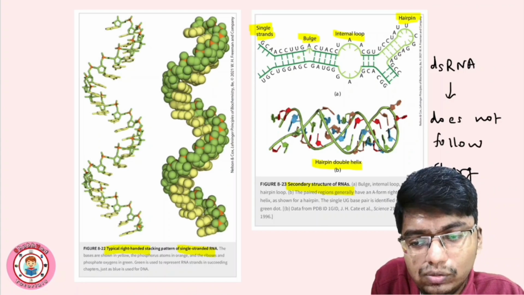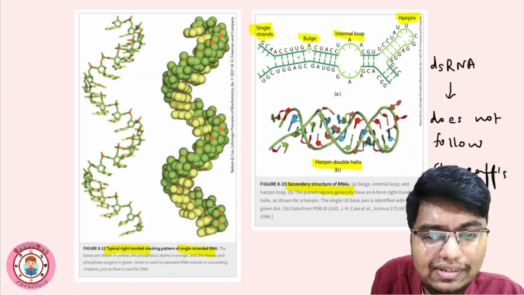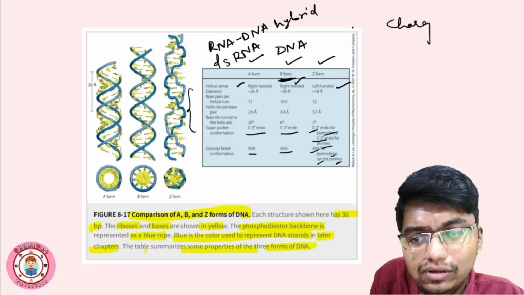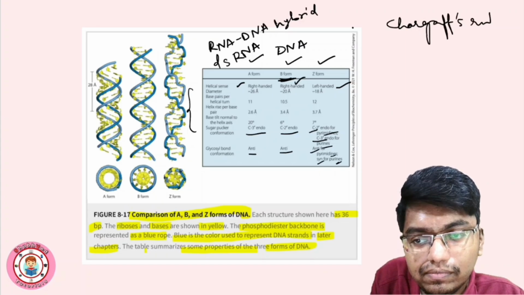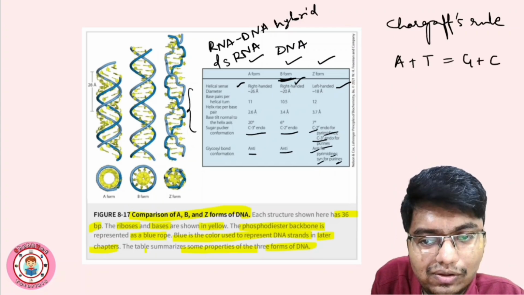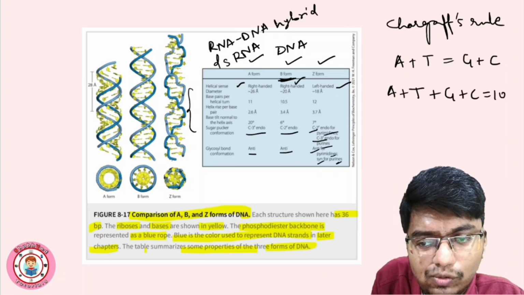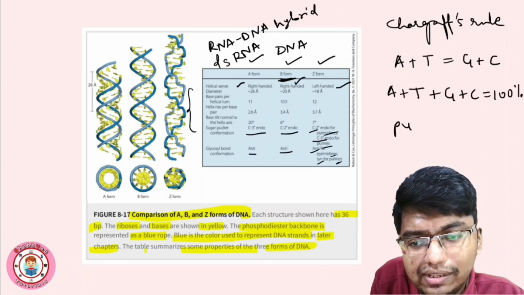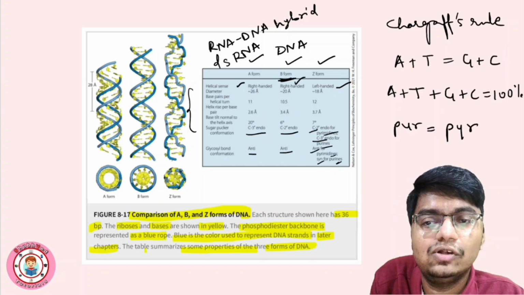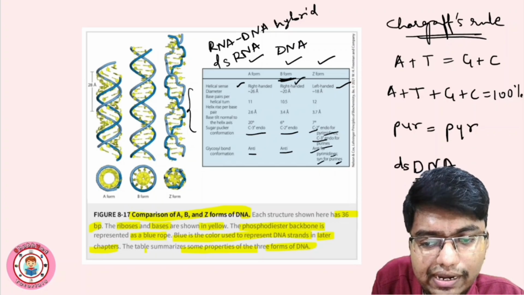And it does not follow Chargaff's rule. So what is Chargaff's rule? A equals T and G equals C, right? A plus T plus G plus C is equal to 100%. Purines are equal to pyrimidines. So this is Chargaff's rule, which holds for double-strand DNA. Here it will be single-strand RNA.